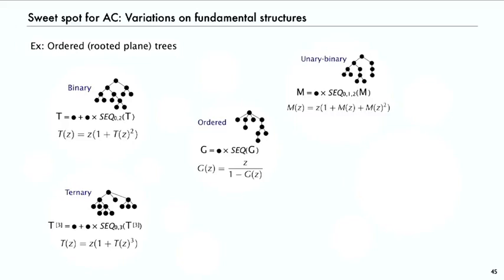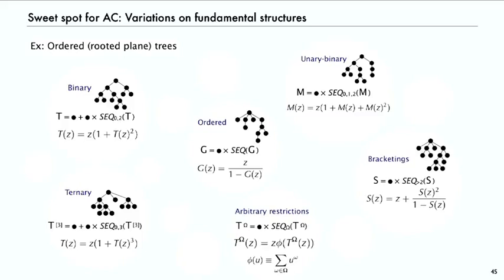Or you can specify that the number of children has to be less than a given value, say 0, 1, or 2. Or you can have actually arbitrary restrictions of any kind. Or it's got to be more than 2, and there are important applications of every one of these. They're all easily handled with symbolic transfer theorems.